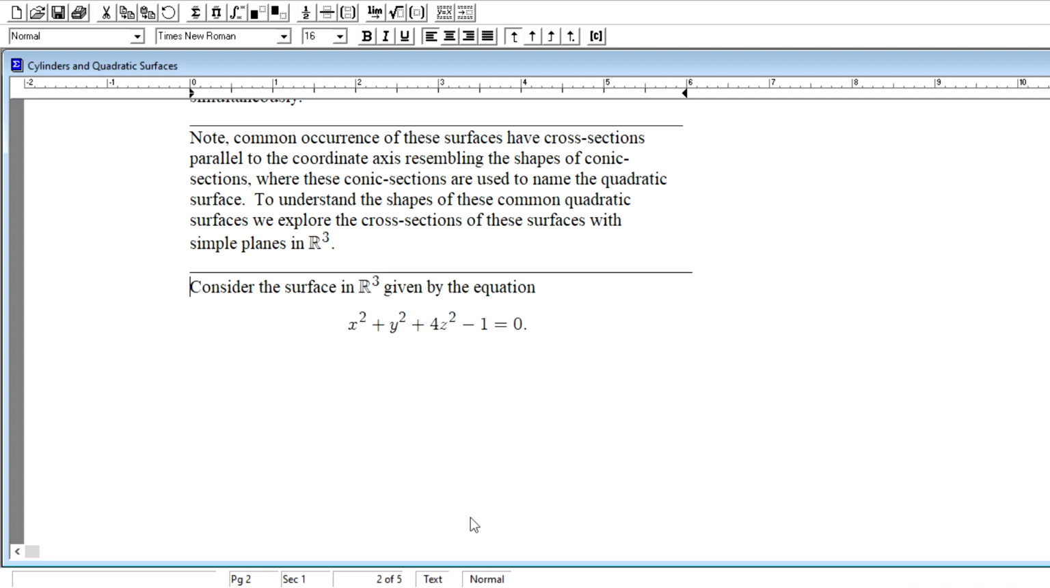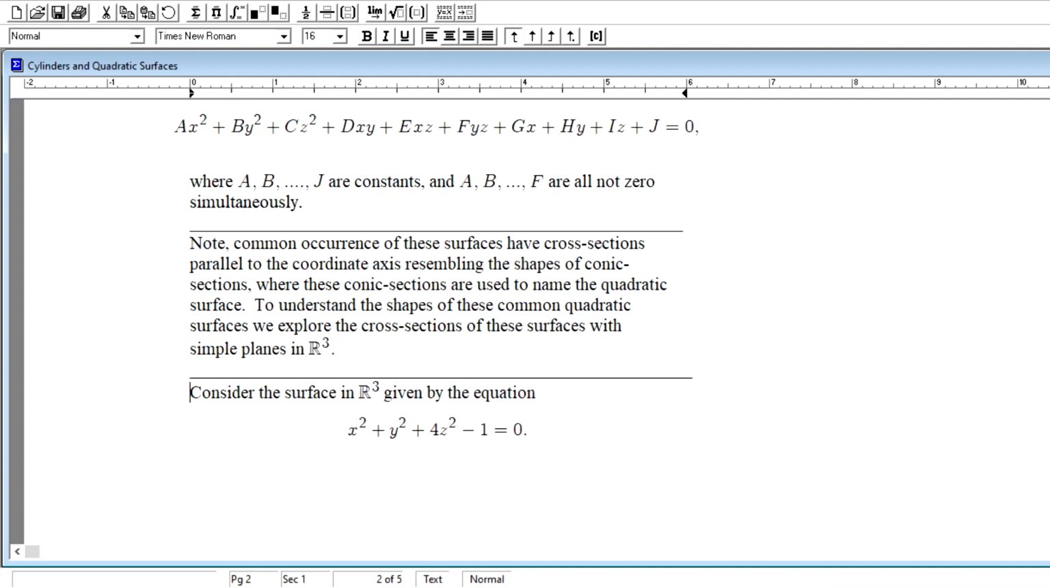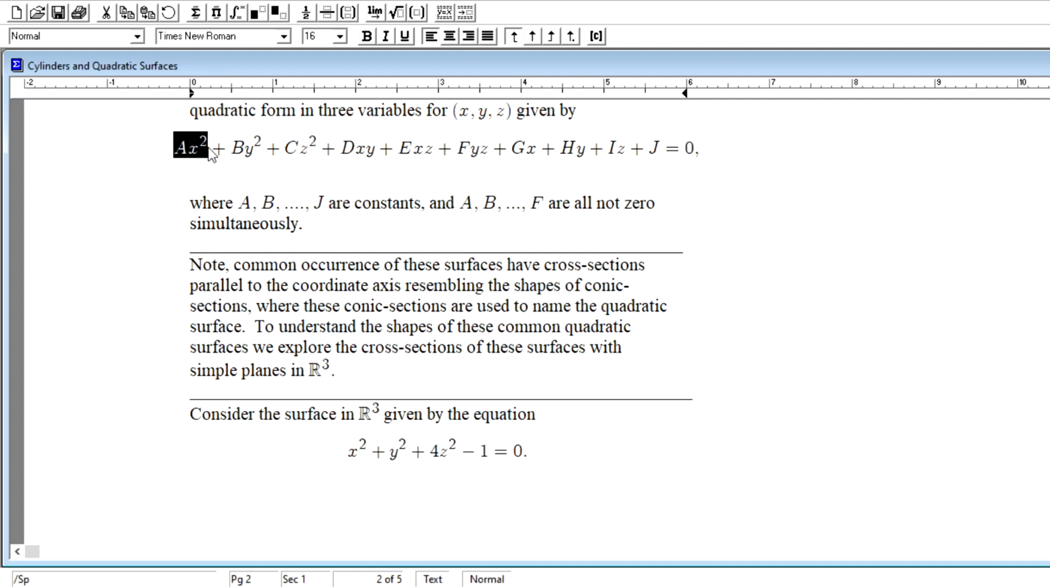All right, so we might consider this surface given here in three-dimensional space. What we do note is this does fit this form above. We have the ax squared plus by squared plus cz squared part. That's these first three terms. The -1 as the constant term, well, that's this plus j part, all equal to 0. The parts seen here, dxy through iz, these terms in the middle all have values of 0 for these coefficients. All right, which produces this quadratic surface.